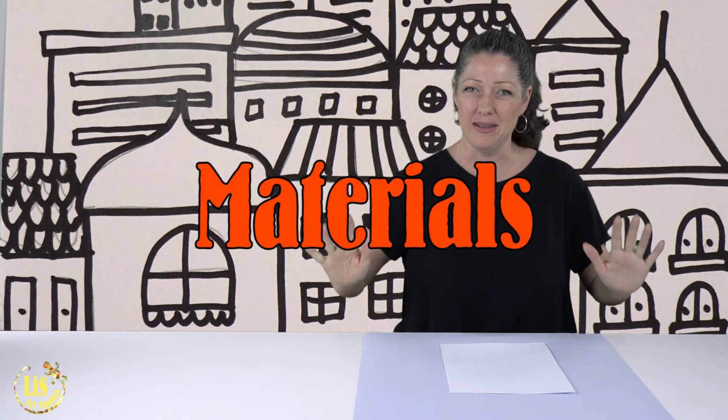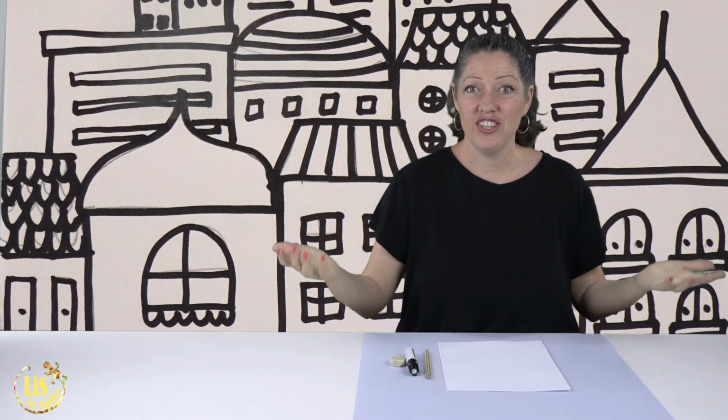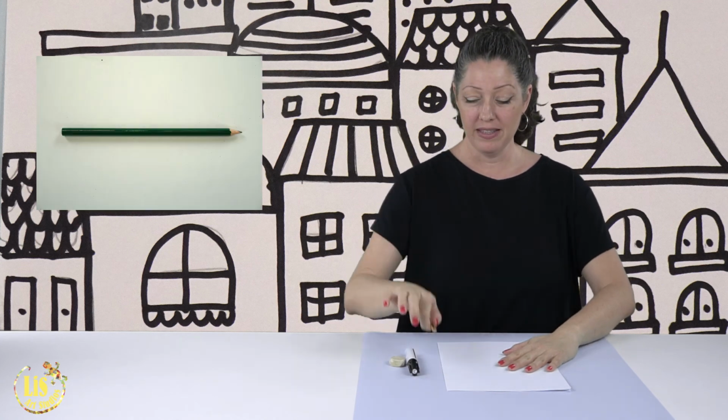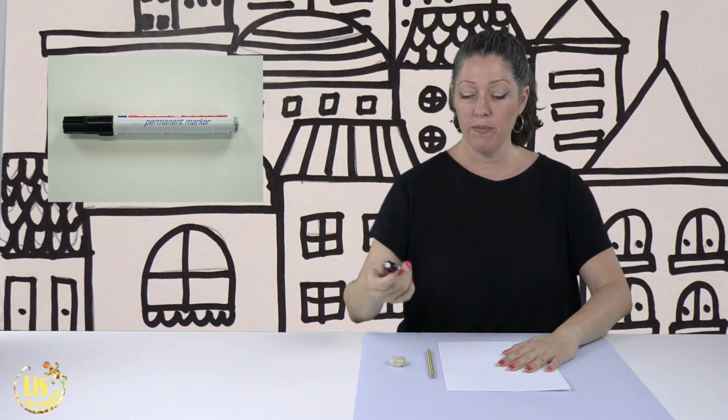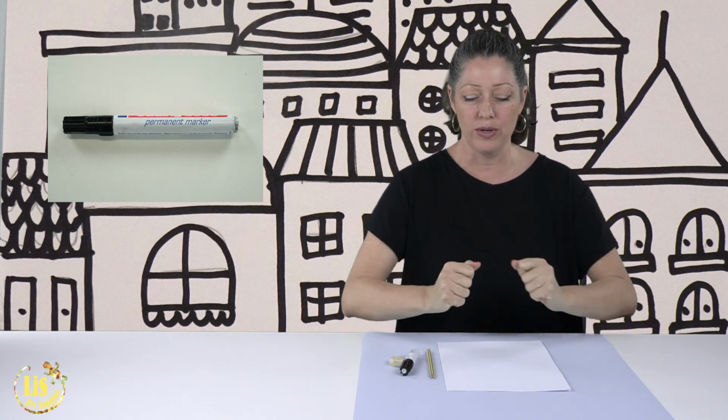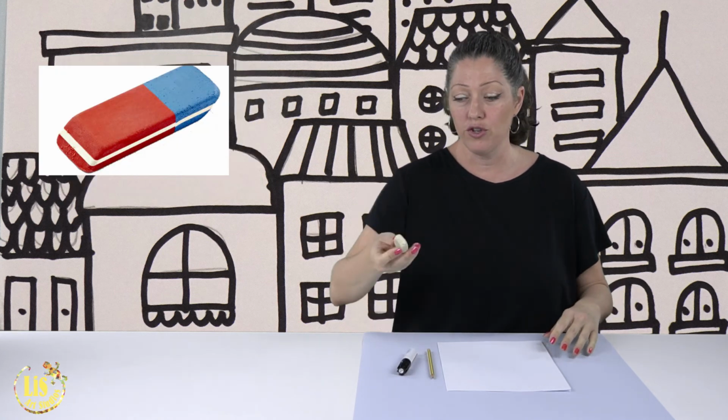Today is really simple. Today, the only thing that you need is a piece of white paper, a pencil, a permanent marker, it's nicer, okay, because it's really black and always stays there, and a rubber just in case you need to erase, okay?